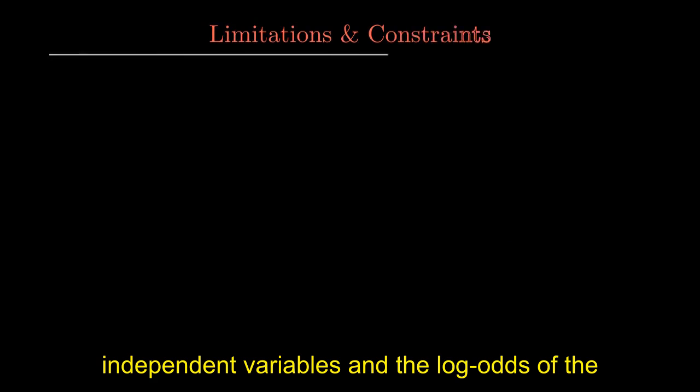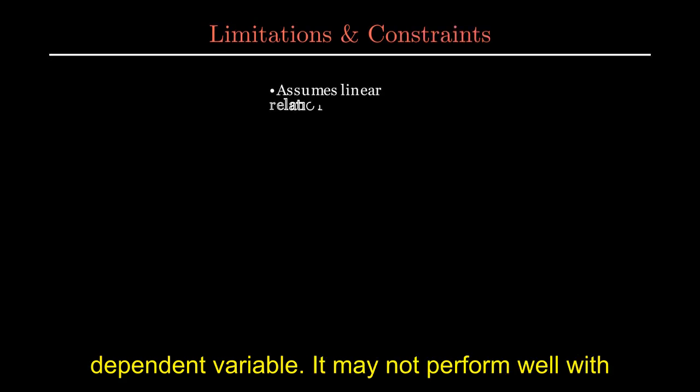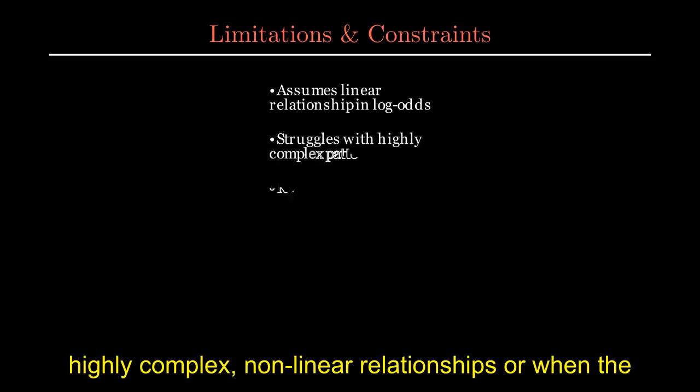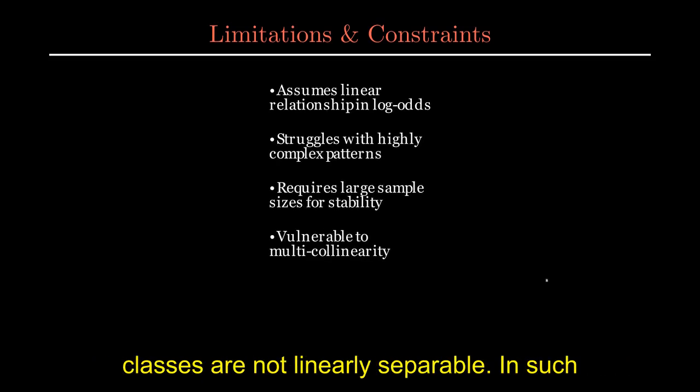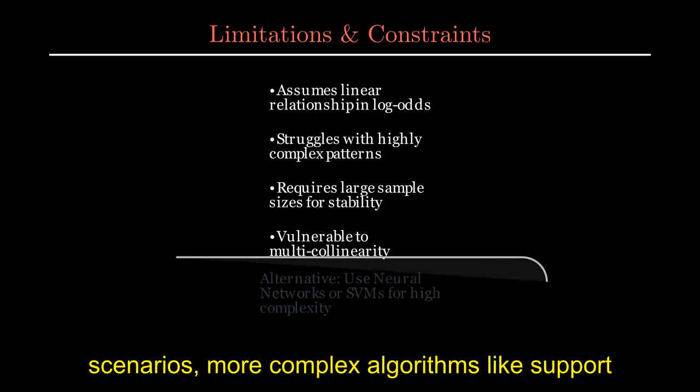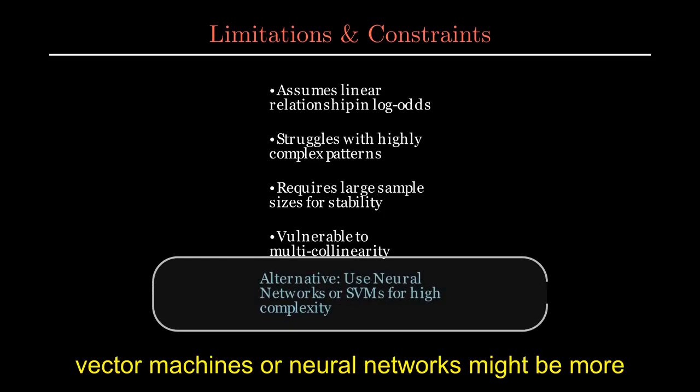It assumes a linear relationship between the independent variables and the log odds of the dependent variable. It may not perform well with highly complex, nonlinear relationships or when the classes are not linearly separable. In such scenarios, more complex algorithms like support vector machines or neural networks might be more appropriate.